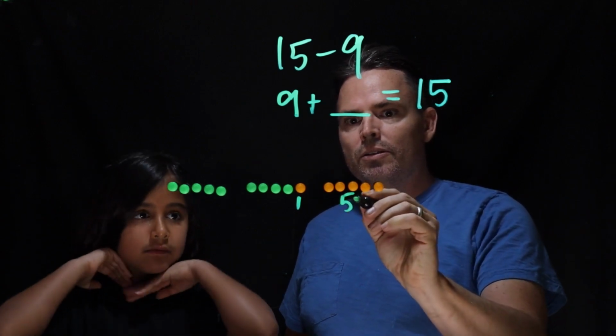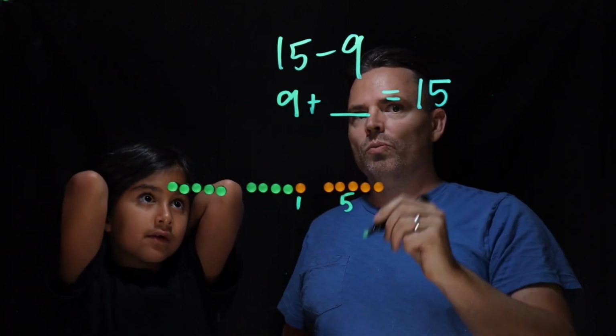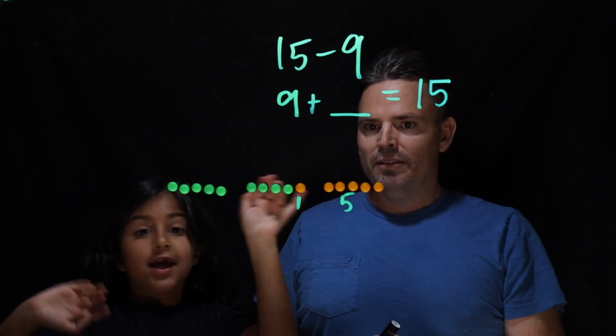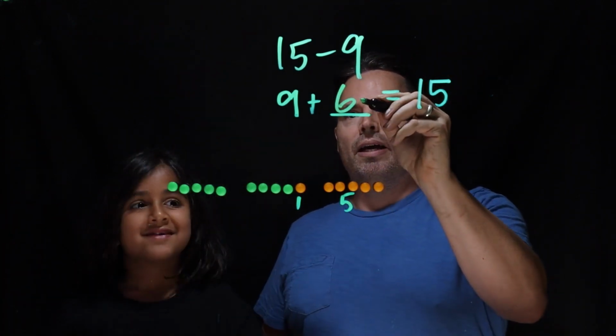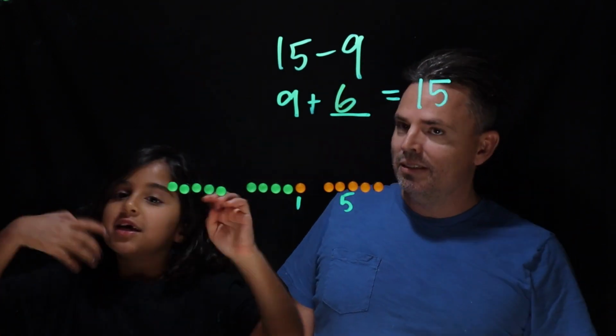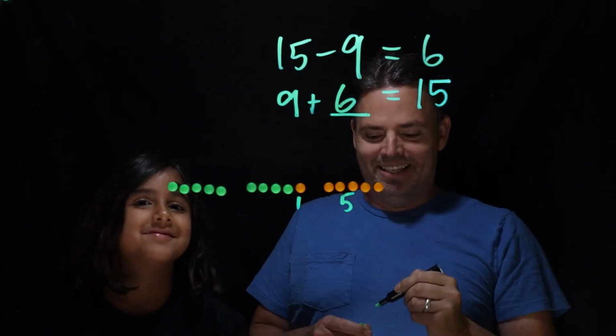So then 9 plus what gives you 15? 6. And 15 minus 9 equals? 6. Nice idea. Thanks. All right.